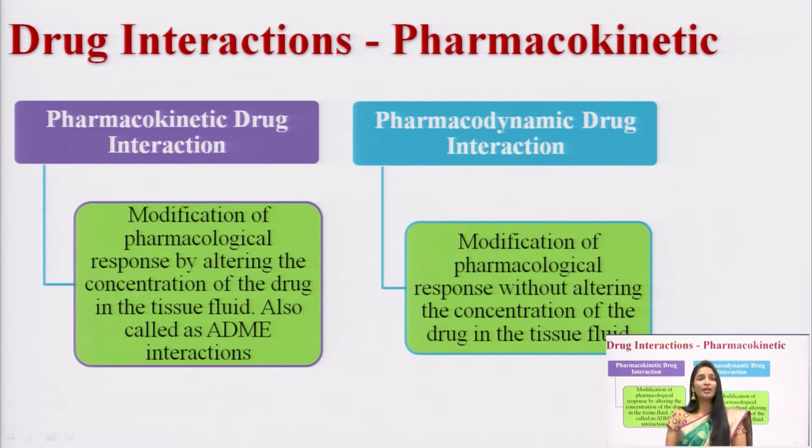And what about pharmacodynamic drug interactions? A pharmacodynamic drug interaction modifies the pharmacological response without altering the concentration of a drug inside the tissue levels. What about kinetic? It will alter the concentration of a drug inside the tissue levels. This is the major difference between kinetic and dynamic drug interaction. One type of interaction alters the concentration of a drug to show the pharmacological modification, and the other type of effect occurs without altering the concentration of the drug inside the tissue fluid.